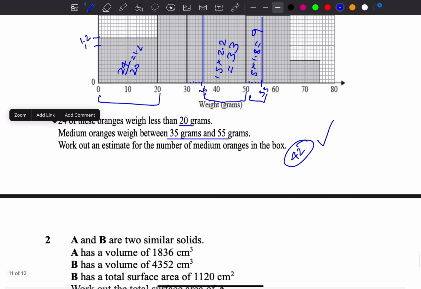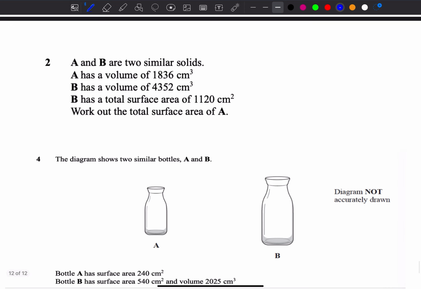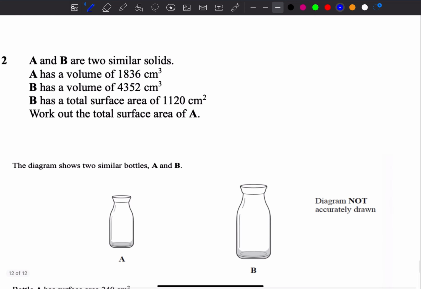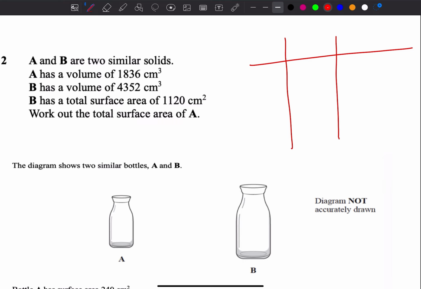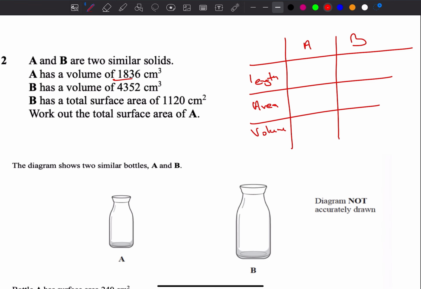Okay. Next one. This is similar shapes. We have done similar shapes as well in terms of length, area, volume. Length, area, volume. So we got A and B. The volume of that A is that and that. You can't just put it back in because it's not going to work nicely.